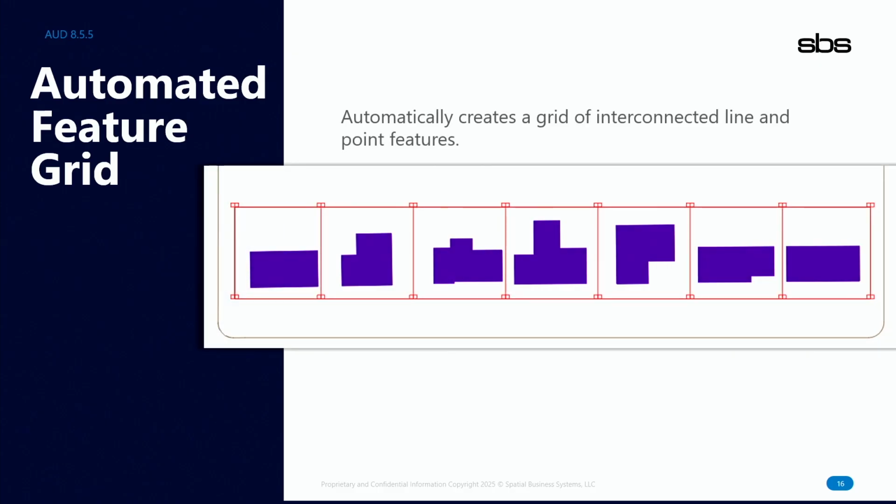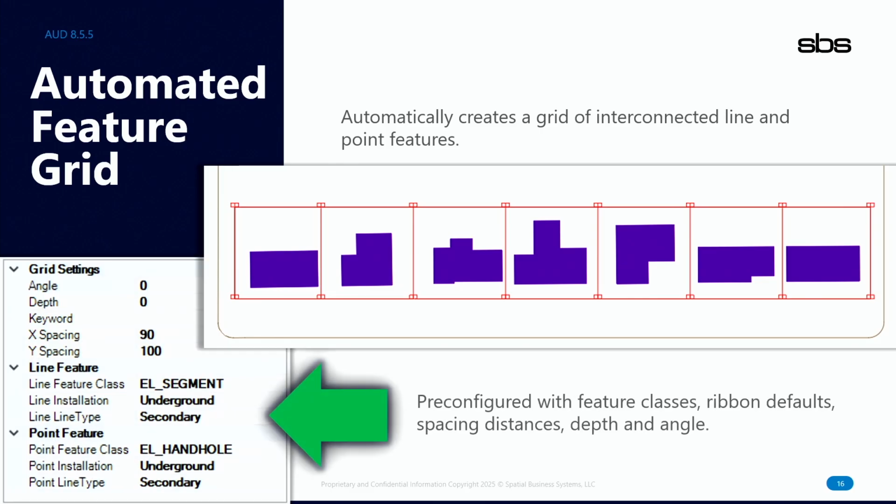The automated feature grid function is something that was really introduced for substation use, but it really is possible to create just a standard grid. So any time you have a standard grid layout, you can easily use this tool to generate a full connected set of conductors and connected devices.